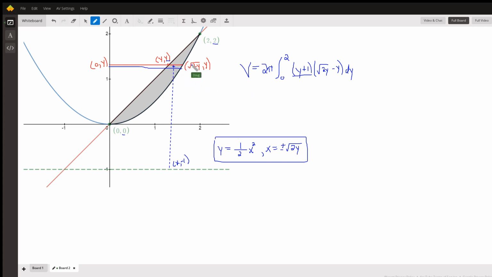And then times the height of the shell, which is this distance right here. So we have to take this x coordinate and subtract this one to get that little distance right there. So that's what this is, the height of the shell right there, radical 2y minus y. So both of these definite integrals will give us the same value for the volume of the solid of revolution.